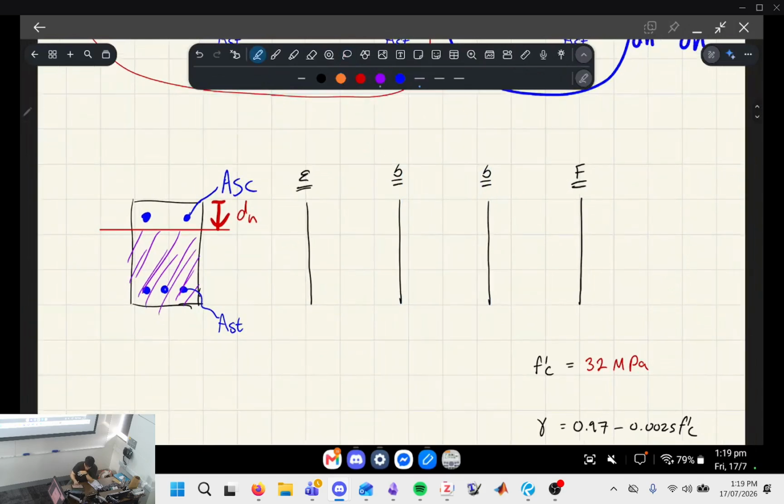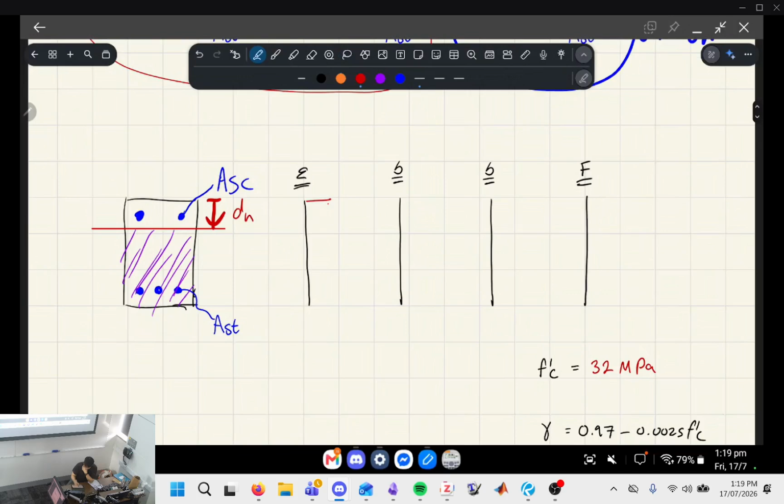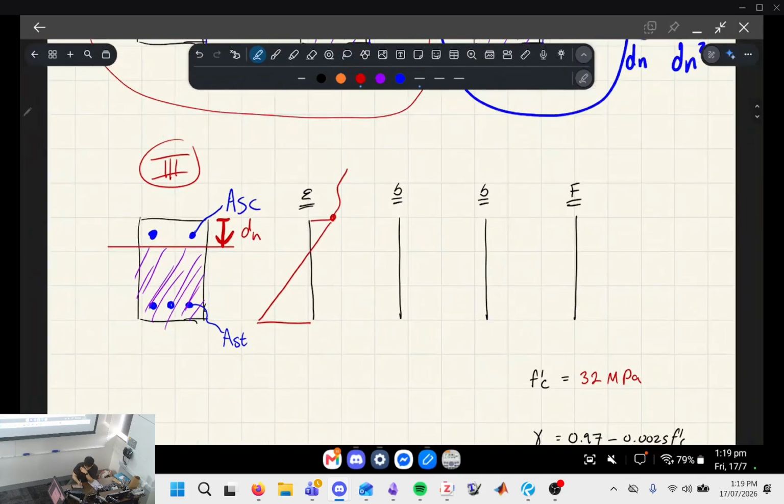But what defines the ultimate stage is the strain, essentially, the ultimate compressive strain. For stage 3 bending, what characterizes this is that the outermost compressive fiber of the concrete is experiencing 0.003 strain. This is called the ultimate compressive strain of your concrete, and that's one point that you know for sure. The other point that you know for sure is the neutral axis, right? Your neutral axis is defined as where you have 0 strain.